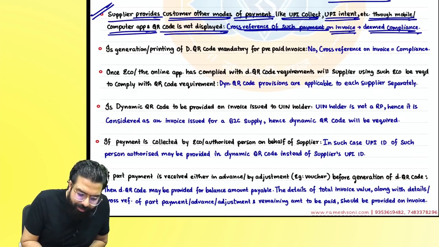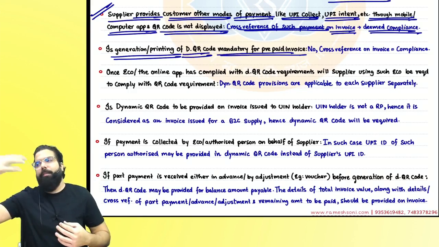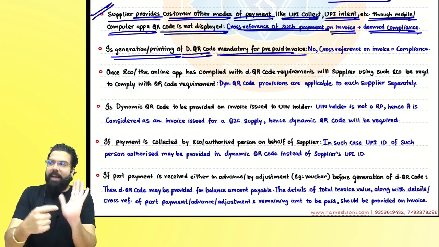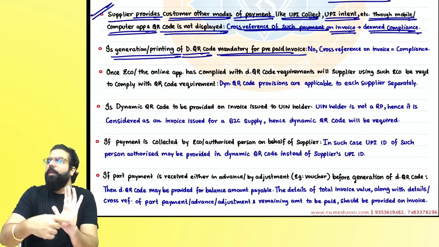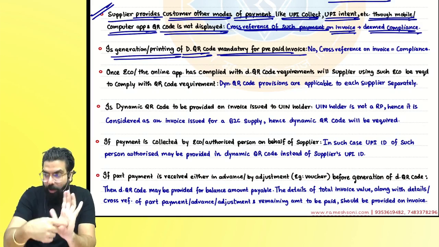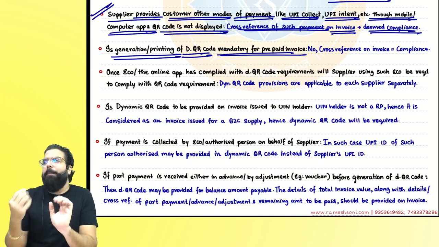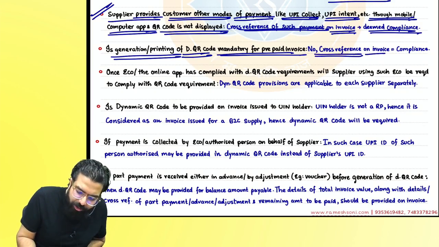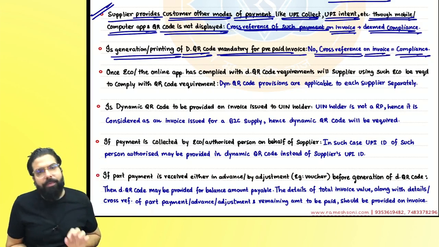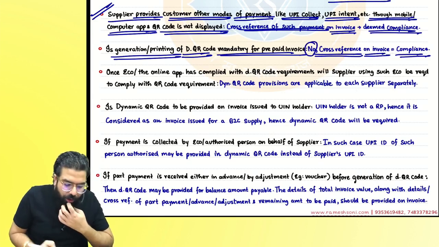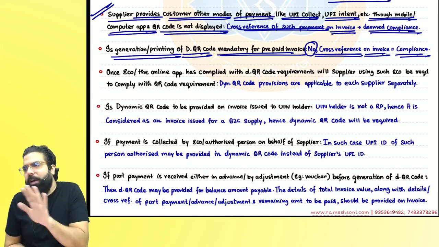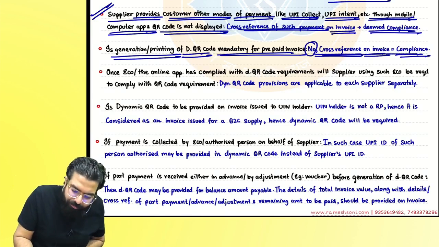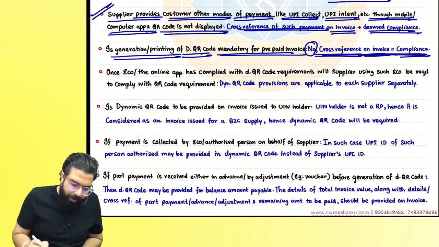Then, is generation and printing of dynamic QR code mandatory for a prepaid invoice? Sir, the customer has already made the payment to me. Later, should I print the dynamic QR code in the invoice? Government is telling how he made the payment, those details you print in the invoice, enough. Cross reference on the invoice is deemed as the compliance. Means first government told, no, you are not required to go ahead and print the QR code. Just cross reference on the invoice will be deemed as the compliance.